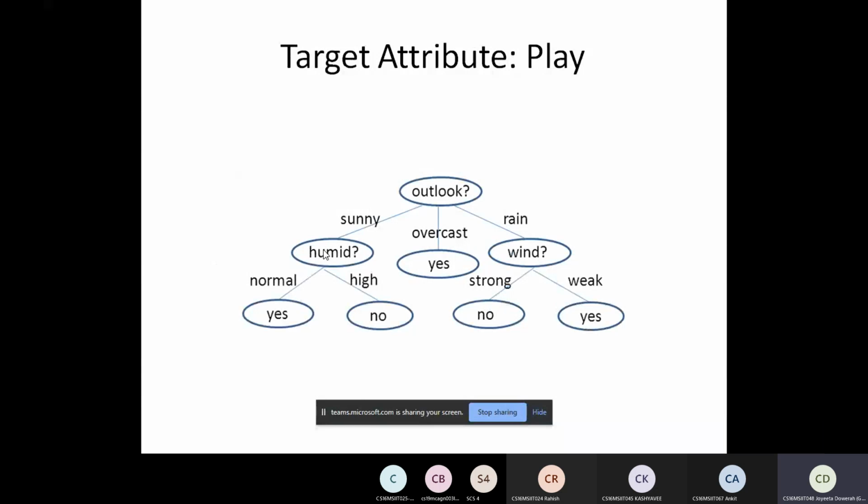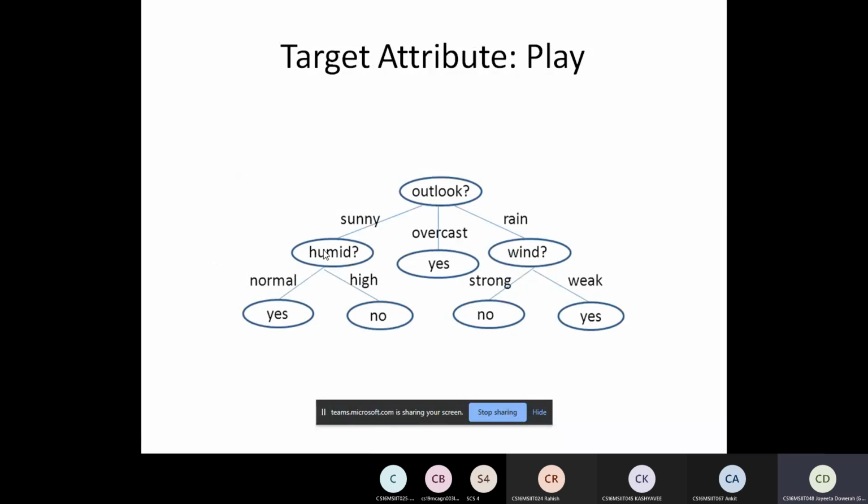So let's take an example. If the target attribute is play, there can be three weather conditions. It may be sunny, overcast, or rain. If it's sunny, it raises a question: is it humid or not? If it's normal, then it is regarded as yes. And if the humidity is high, then no, which means yes, they can play, and no means no play can be done.